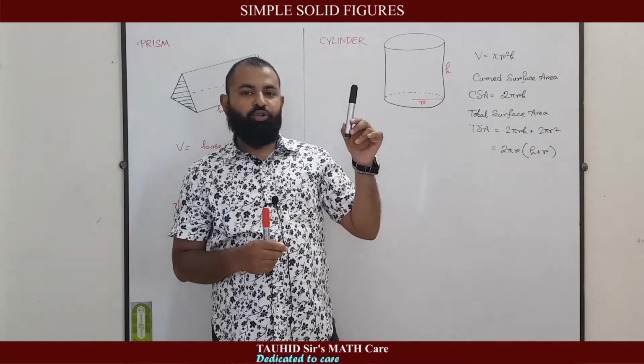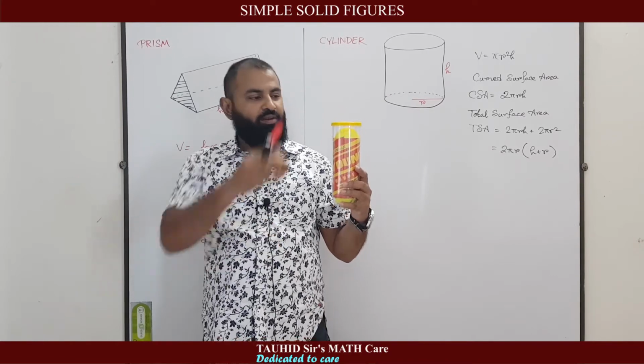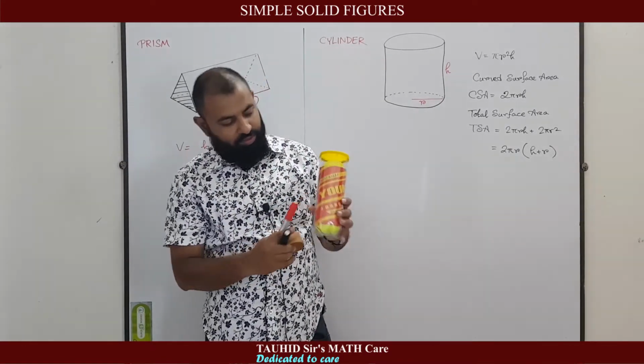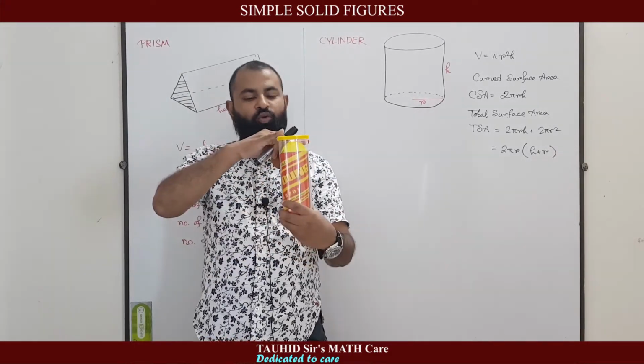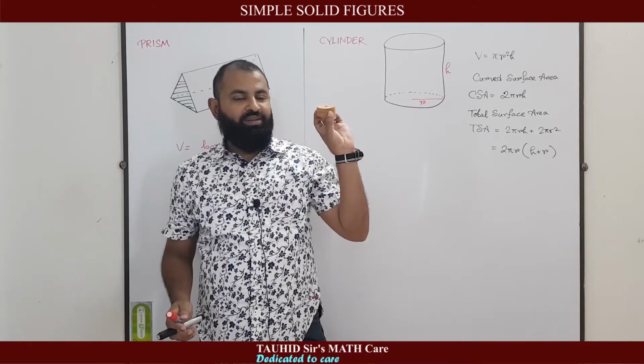This pen is also in shape of cylinder. This bottle is also a shape of cylinder. Top surface is a flat circle and it continues. This is not the shape. If we ignore that shape, we can call this shape as a cylindrical shape. This is a perfect cylinder like this.